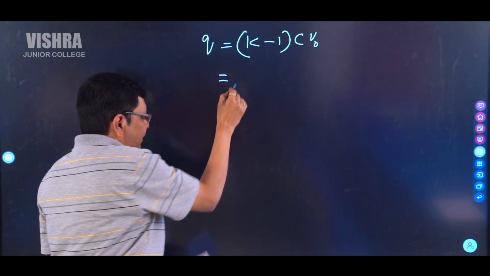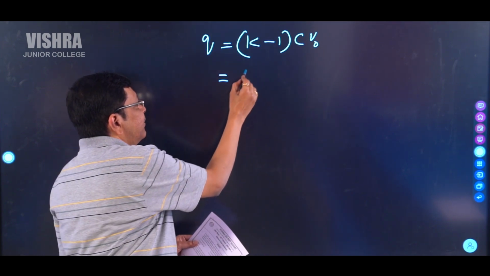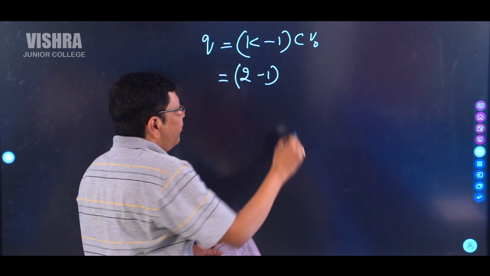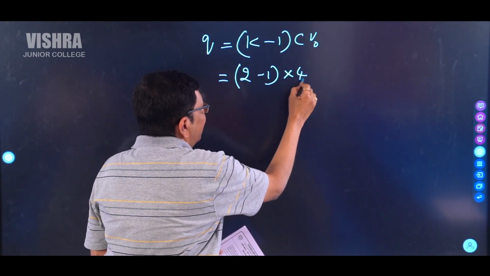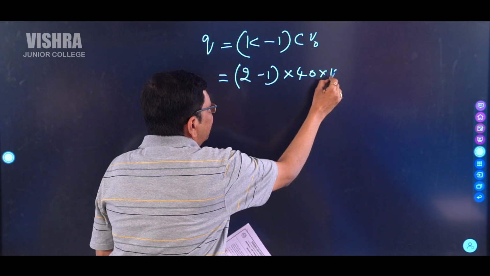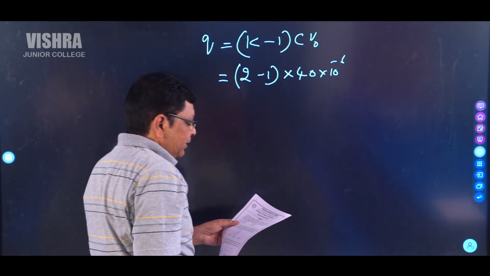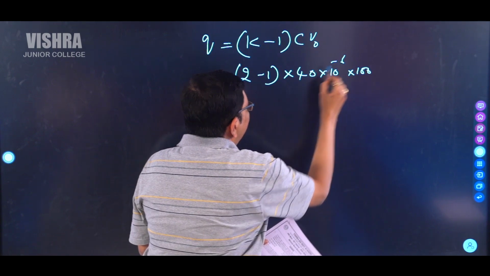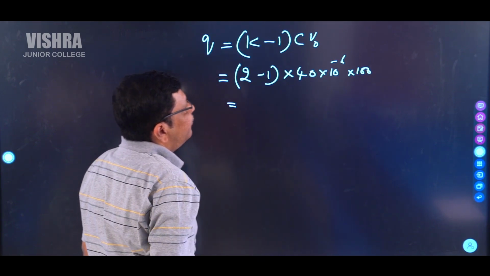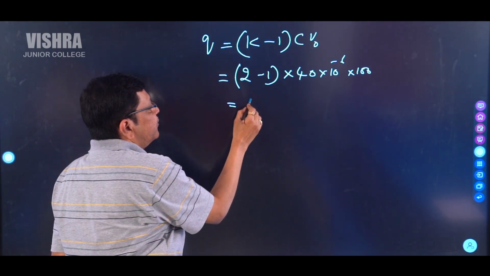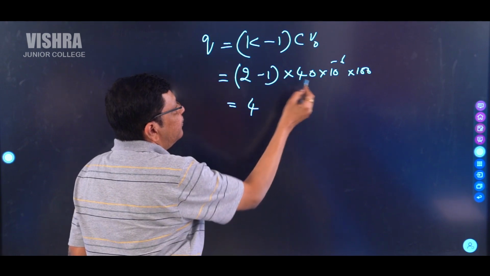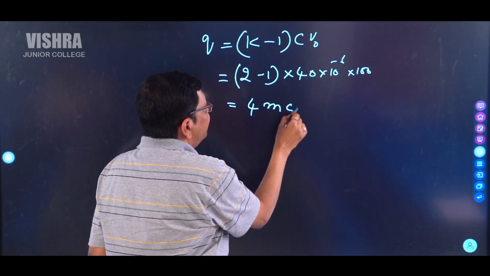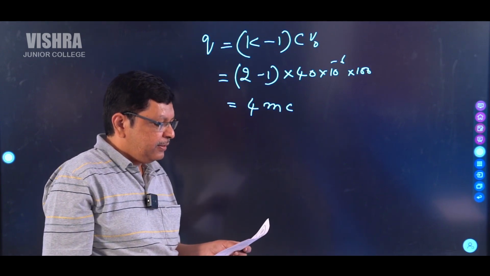Here K is 2, so K minus 1 is 1, and C is given as 40 microfarad, so 40 into 10 power minus 6. The potential difference is 100 volts. So this is 4000 into 10 power minus 6 coulombs, that is 4 into 10 power minus 3 coulombs. That is 4 millicoulombs is the charge.